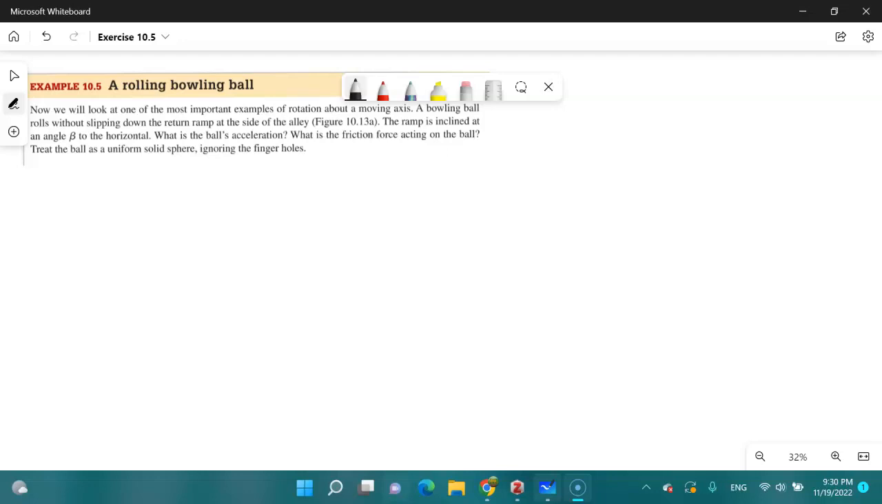For this problem, we're dealing with a rolling bowling ball, and it's going down a return ramp at the side of the alley. The ramp is inclined at an angle beta to the horizontal. What's the ball's acceleration, and what's the friction force acting on the ball?